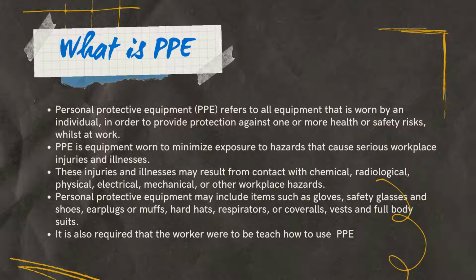Personal protective equipment may include items such as gloves, safety glasses, and shoes, earplugs or muffs, hard hats, respirators or coveralls, vests, and full body suits. It is also required that the worker be taught how to use PPE, or Personal Protective Equipment.